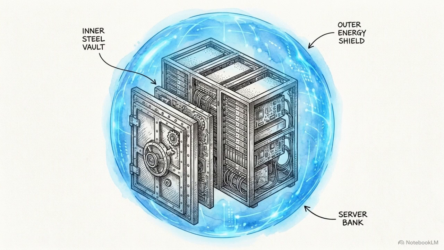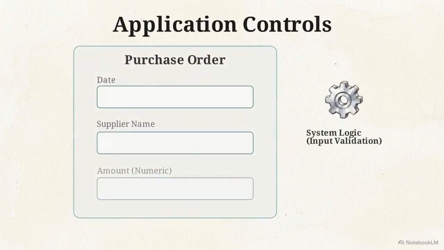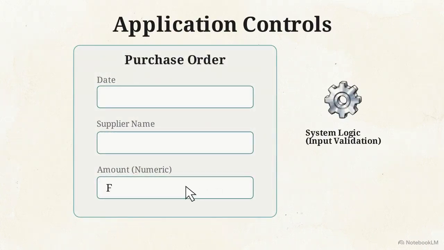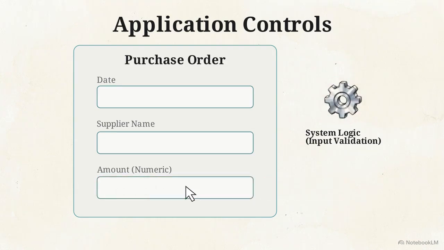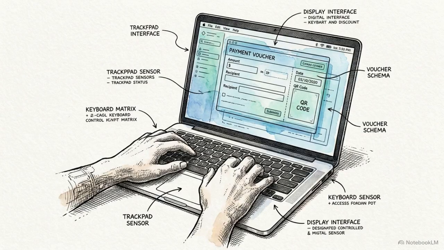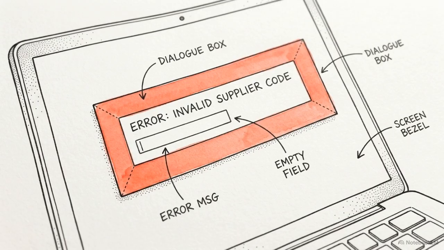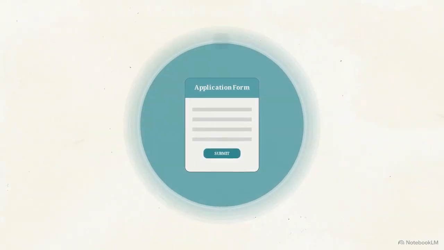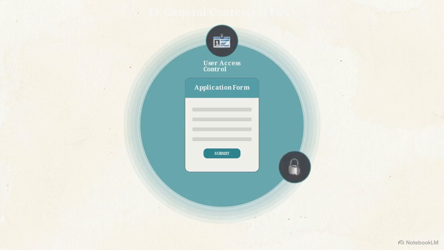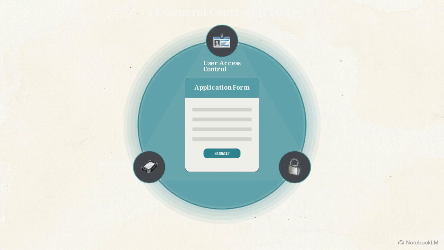To evaluate whether a system is reliable, auditors deconstruct IT security into a specific architectural model containing two distinct control layers. The first layer consists of application controls. These are the specific transaction-level rules built directly into the software to prevent immediate data entry and processing errors. For example, an application control is the mechanism that automatically forces the system to reject a payment voucher if the user fails to input a valid pre-existing supplier code. The second layer is IT general controls, or ITGCs. These are the foundational, overarching policies that protect the entire computing environment and the infrastructure hosting those applications.